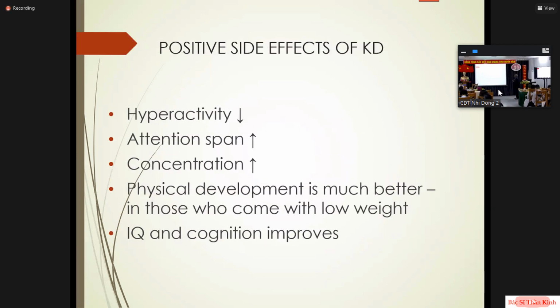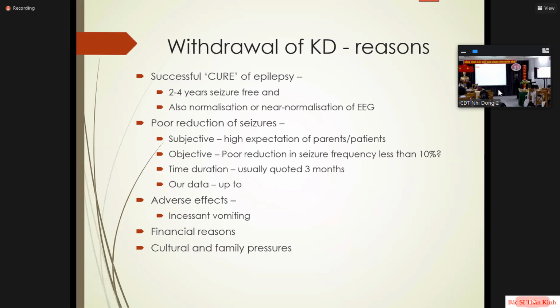So what are the positive side effects of the ketogenic diet? So we are all talking of side effects. Hyperactivity will become less in most of them once they're on this ketogenic diet. The attention span and concentration increase in most of them. The physical development improves, and the IQ and the cognition improve. So these are the positive side effects.